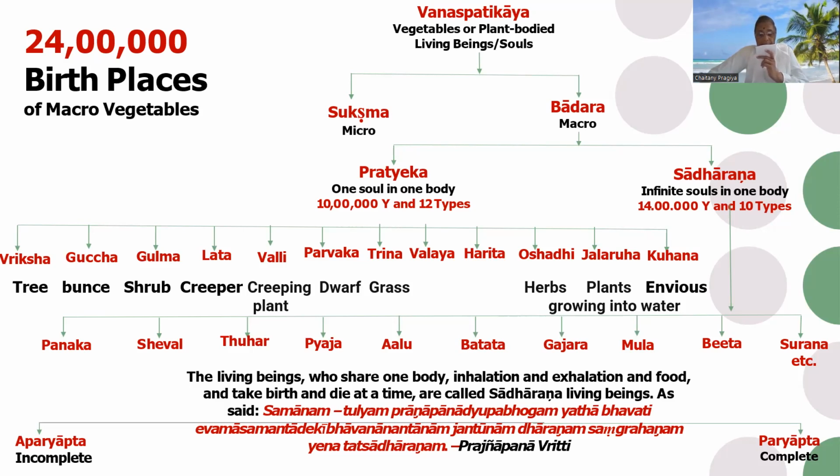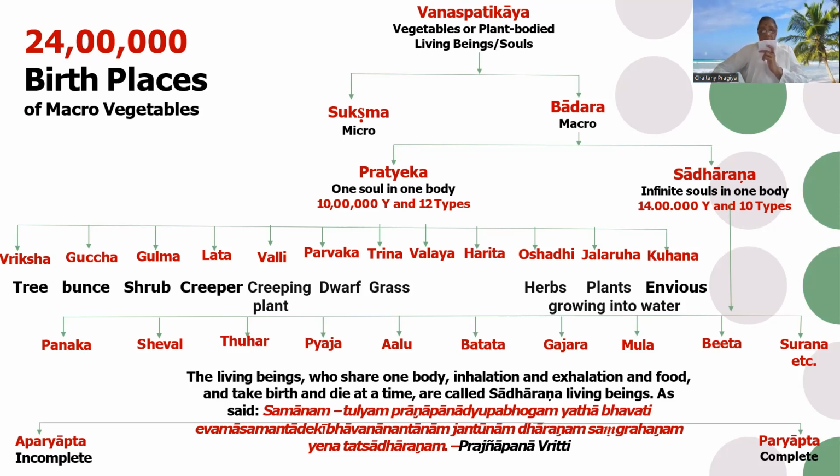So Vanaspatika is the technical term for all the green vegetables or vegetations or plants, etc. They are also divided into two broader categories. One is micro and macro. So the micro one is also recognized as Nigoda, because they are always in an infinite number in a body. So they are always Nigod.